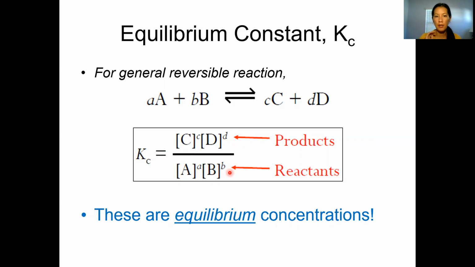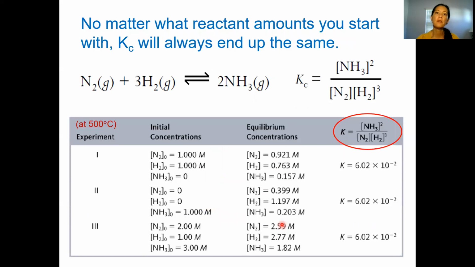You should be able to be given a reaction that's reversible, and you should be able to provide this for me. These are equilibrium concentrations. I just want to emphasize on this next slide that it doesn't matter what concentrations you start out with. At the very end, you'll reach these equilibrium concentrations of products and reactants, and they may not be the same concentrations for each type of experiment that we start with, but what will be the same is the equilibrium constant, which is calculated by looking at those ratios of equilibrium concentrations.